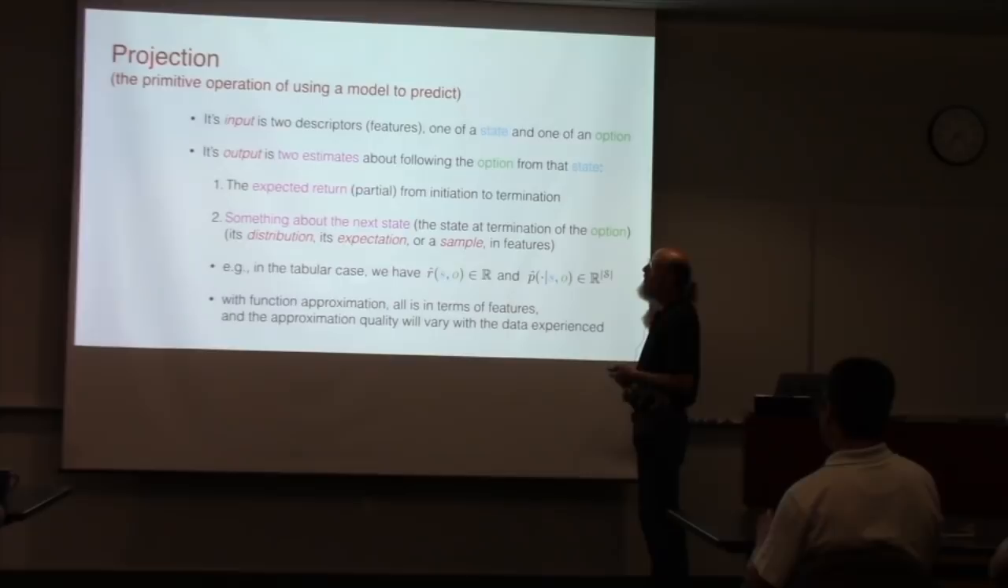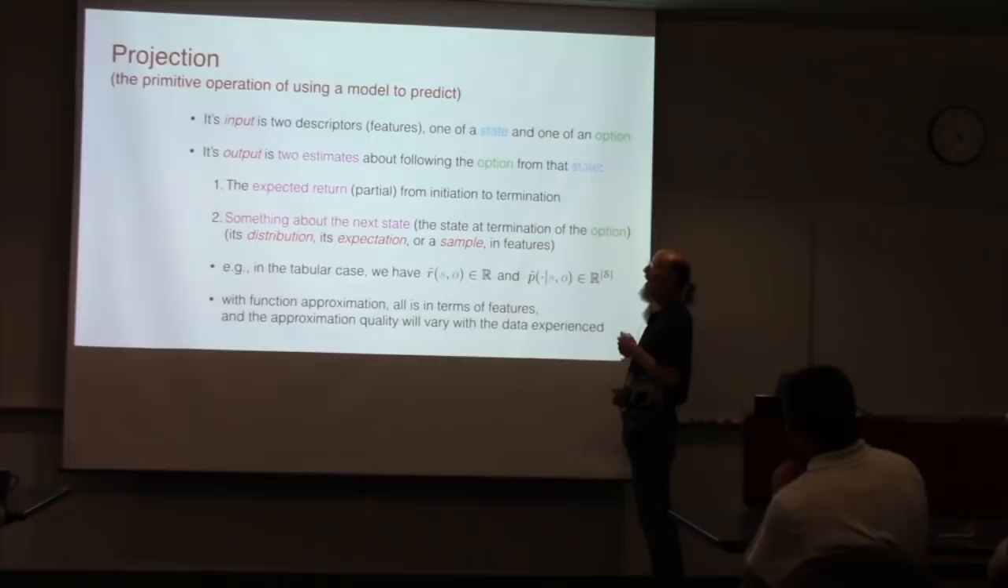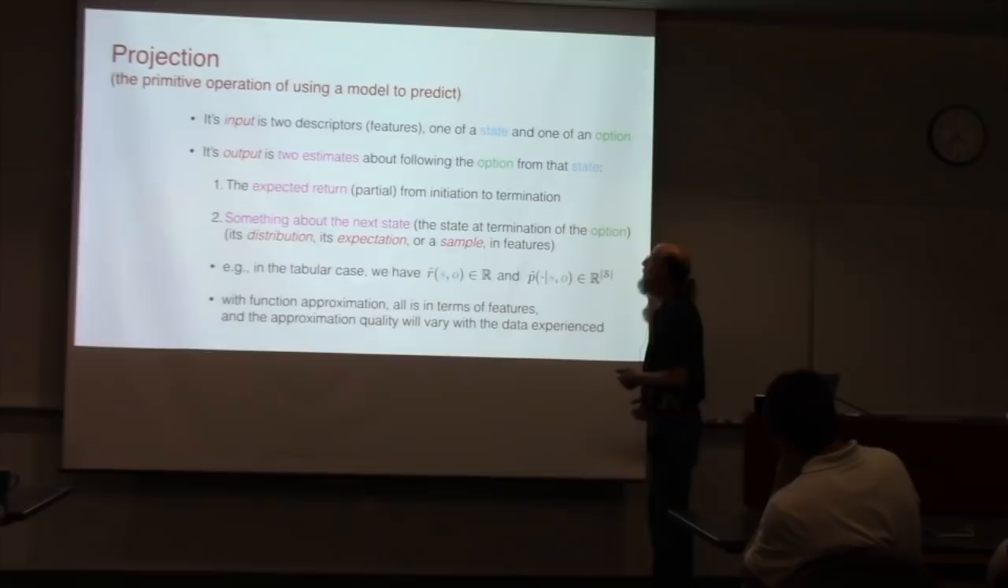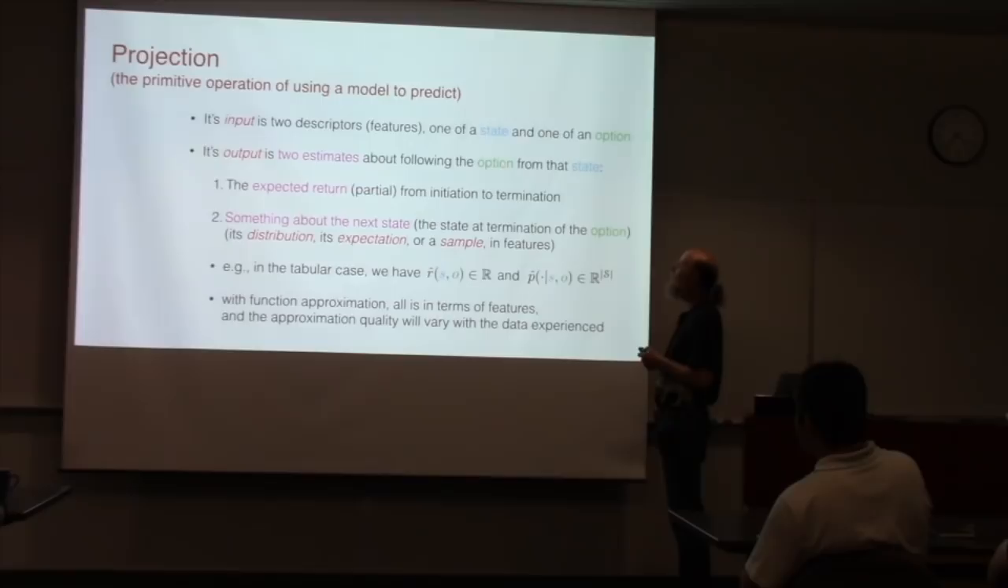Let's talk about this primitive operation, projection. What is the input to projection? Well, it's two descriptors, maybe feature vectors. It has to receive a state and has to receive an option described in some way, because we're going to use function approximation, so we're not going to think about distinct things. We're going to have features for them. So its input is a state and an option, and its output is also two estimates. They're about following the option from that state. Now, these are the two estimates, one and two.